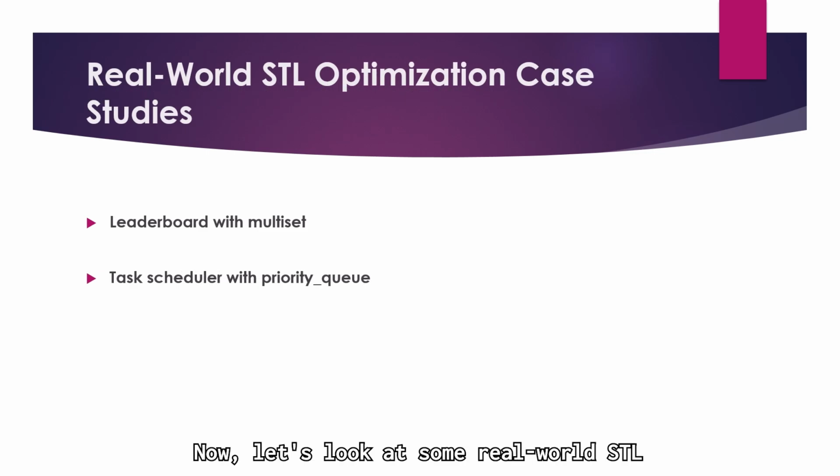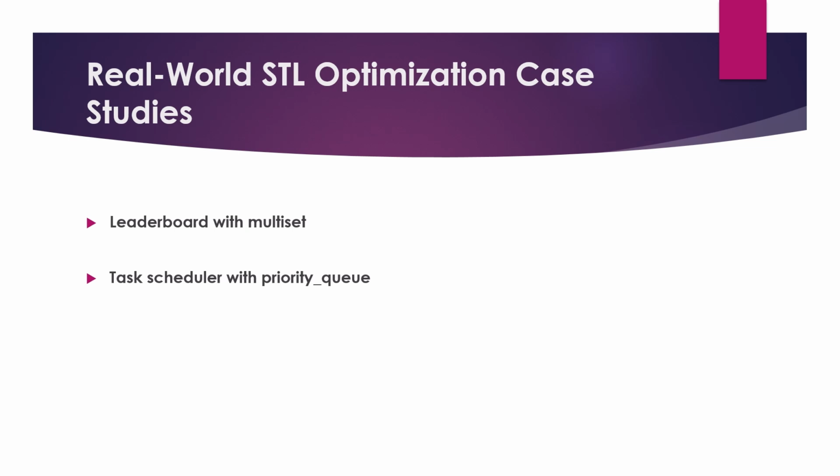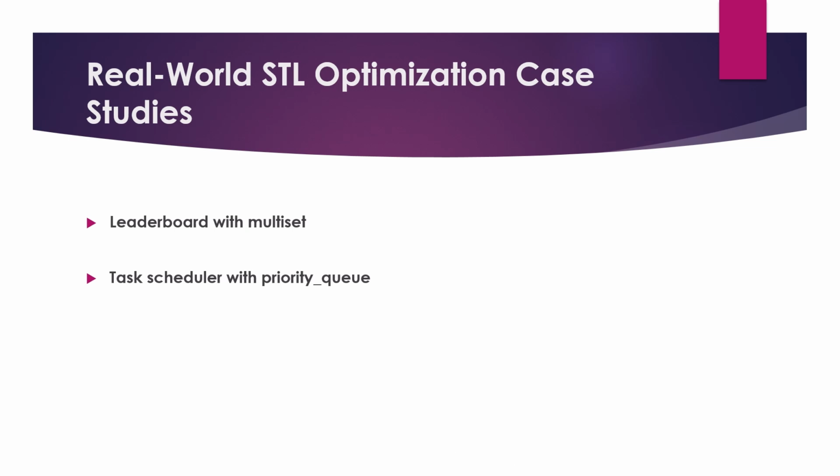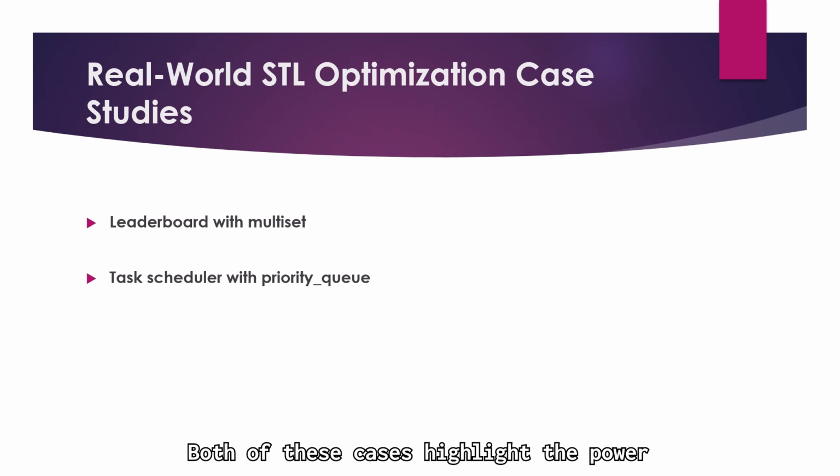Now let's look at some real-world STL optimization case studies. In a leaderboard system where you need to maintain an ordered list of top scores, using a multiset can be very efficient. The multiset automatically keeps elements in sorted order, so you don't need to worry about sorting the list manually after every update. Similarly, in a task scheduling system, using a priority queue ensures that tasks are processed in the correct order based on their priority. Both of these cases highlight the power of STL containers and algorithms in real-world applications, where performance is key.